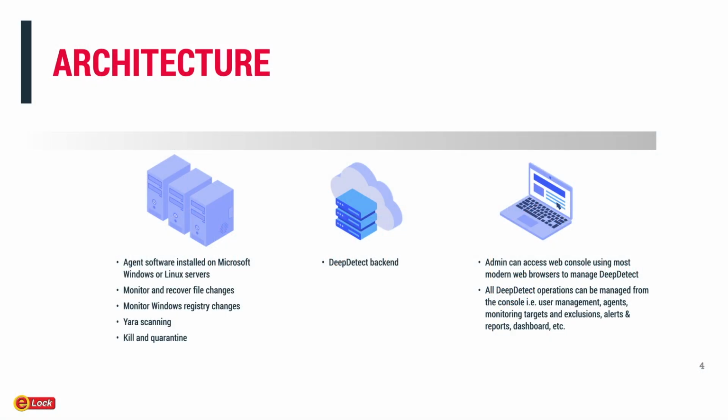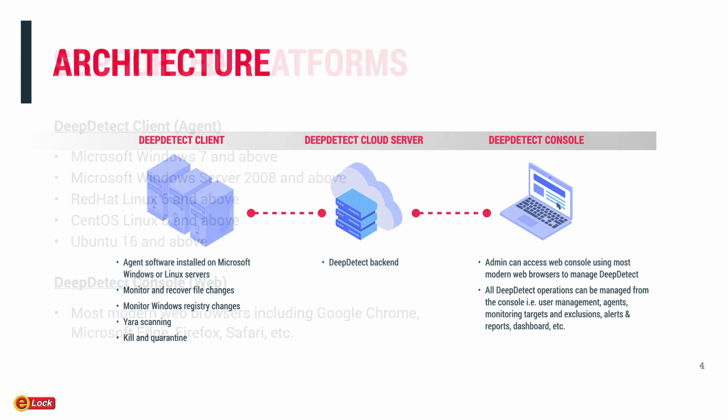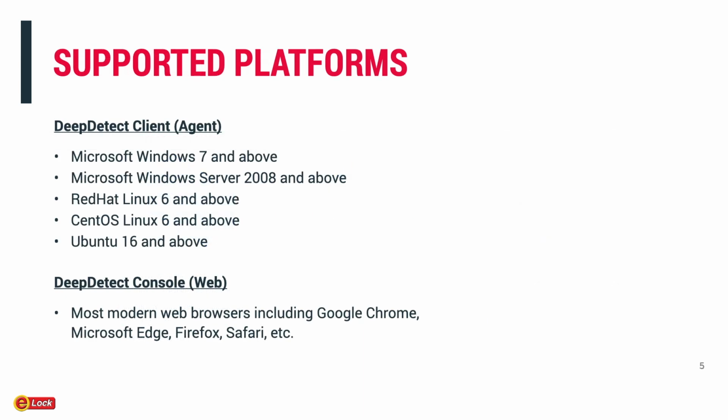Before we show you a demo, let's look at DeepDetect's architecture. All you need to do is to install DeepDetect client software we call agents, on your designated servers. These agents will connect back to our cloud backend. You can then manage these agents from our web console. The lightweight agent can be installed on both Windows and Linux operating systems.